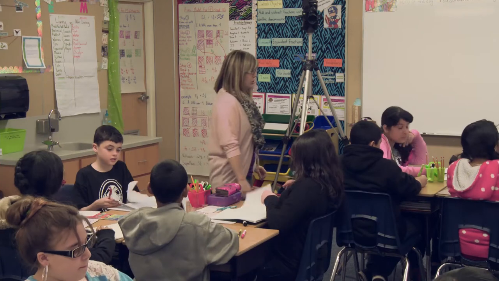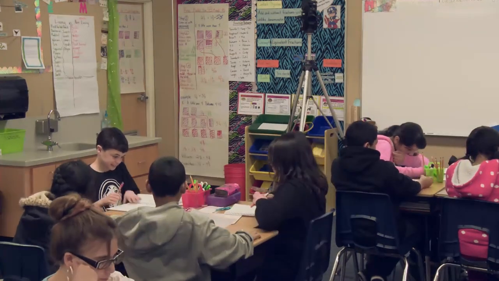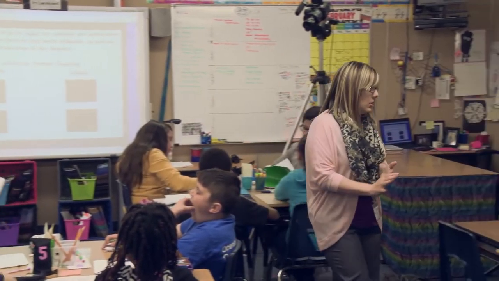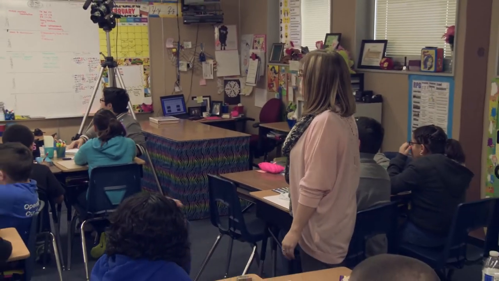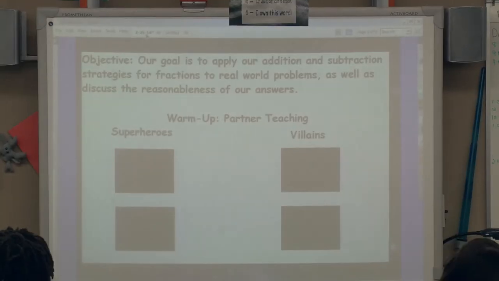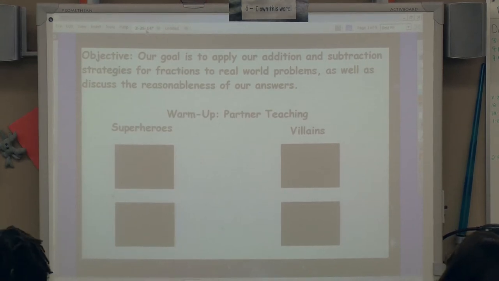New blank page. Have students making good decisions, labeling their page with the date. We're gonna start with our objective. Go ahead and point at our objective. Let's read it together starting at our goal. Ready? Our goal is to apply addition and subtraction strategies for fractions to real world problems, as well as discuss the reasonableness of our answers.